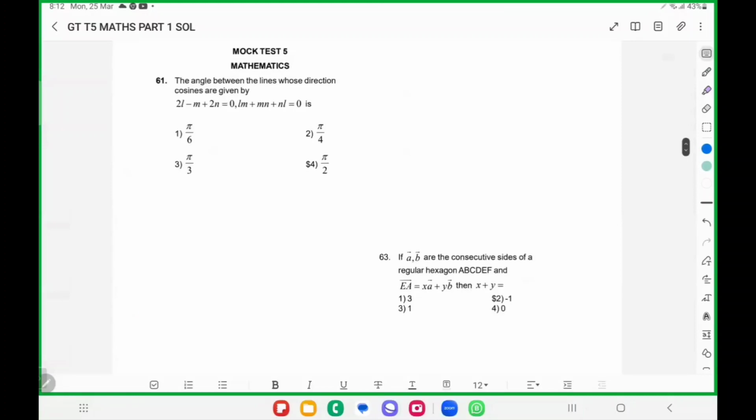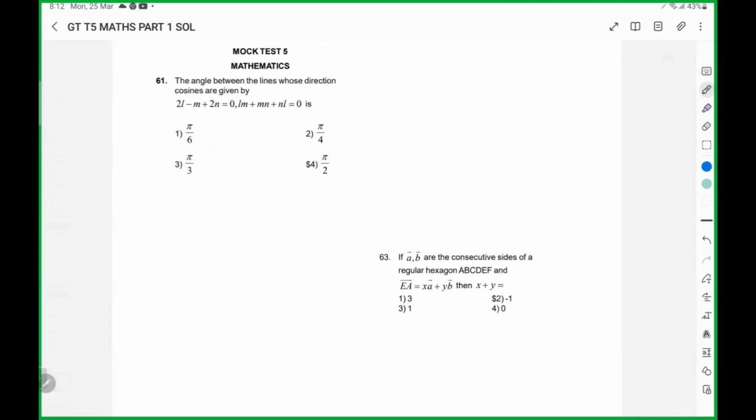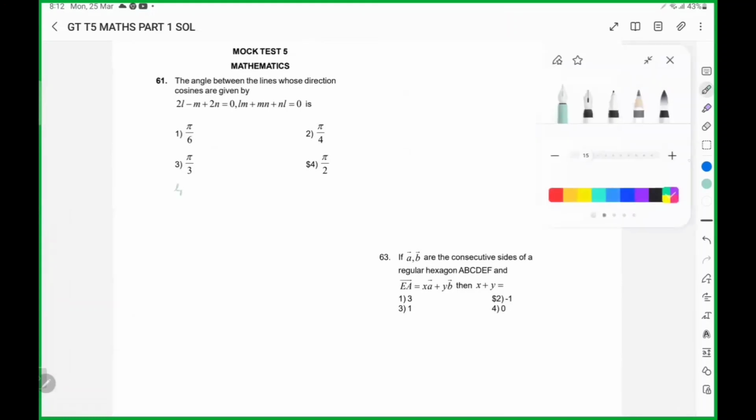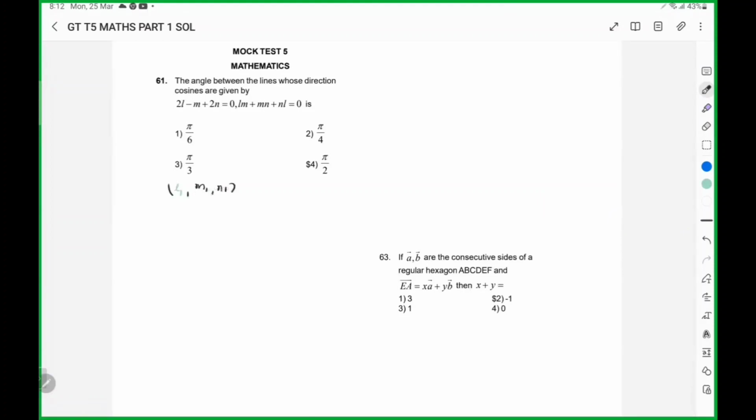Angle between the lines whose direction cosines are given by a relation. So here, to find the angle between the lines determined by two relations, generally we solve those equations. We find l1, m1, n1 and l2, m2, n2, and then we find the angle between them. But it is one of the standard questions here.